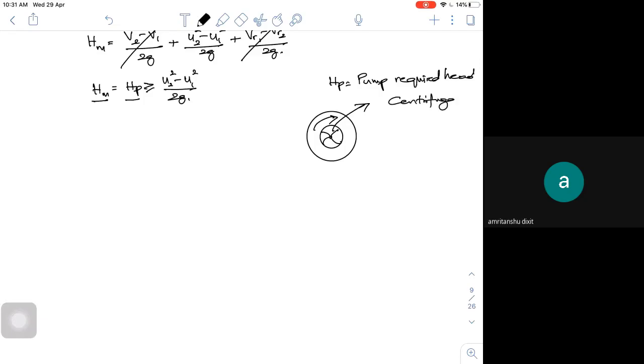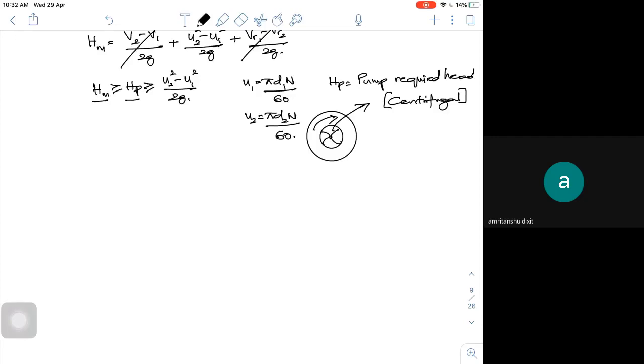Centrifugal pump head, or pump required centrifugal head, is equal to U2 square minus U1 square by 2g. What is my U? Already we know that U is pi D N by 60. So U1 is equal to pi D1 N by 60 and U2 is equal to pi D2 N by 60. So if I substitute this, what is the minimum pump head? This pump head should be greater than your manometric head.